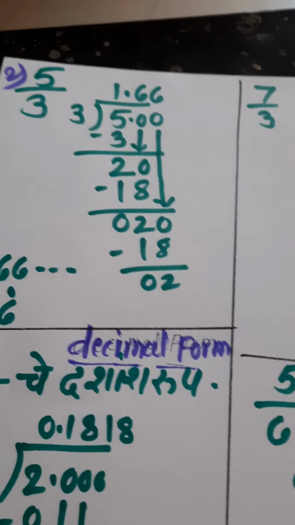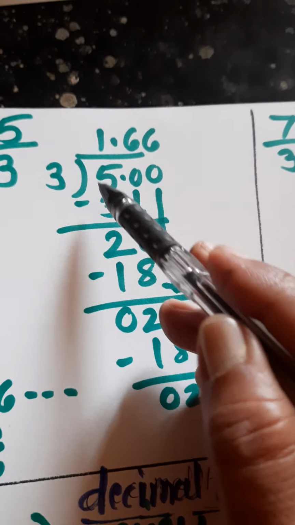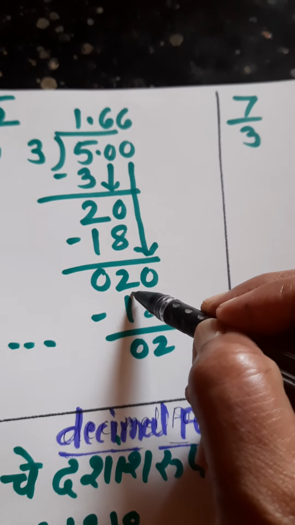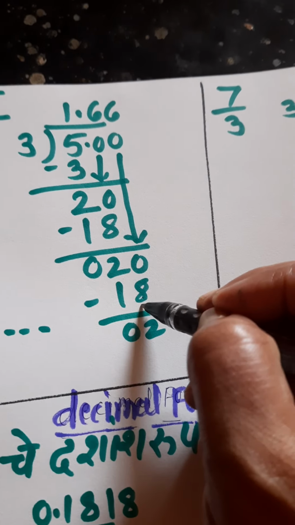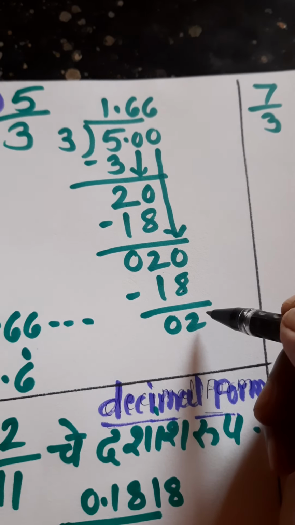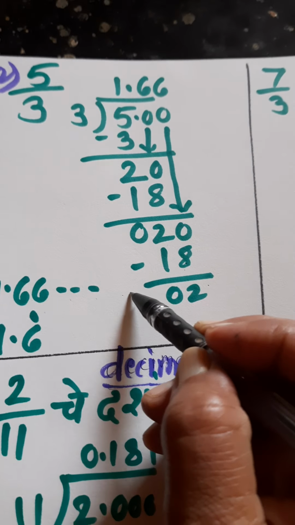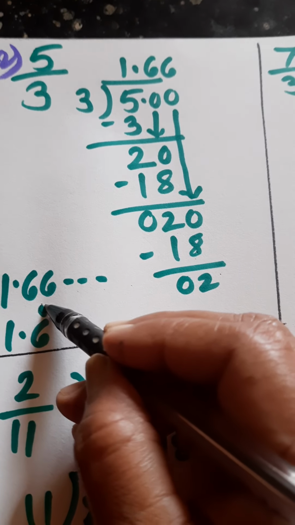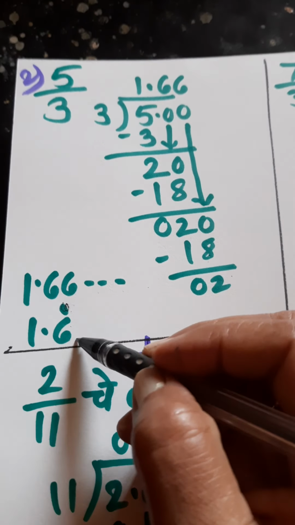See here, 5 upon 3, that is 5 divided by 3. 3 1s are 3, 2 remain, take 0, 3 6s are 18, 2, take 0, again 6 comes. 3 6s are 18. We conclude that the digit 6 is coming repeatedly, that is 1.66..., so 6 is coming repeatedly. So I give a small point on top of 6: 1.6.